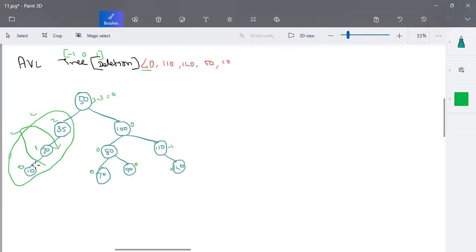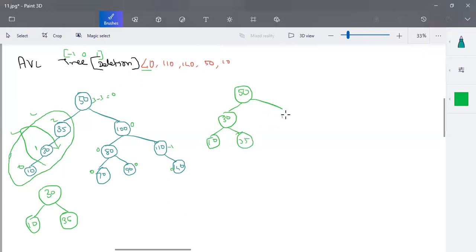How do we perform an LL rotation? So this has to be performed. 30 and 10 will remain as it is, and we'll be pulling down this 35 over this side. Okay, so the updated tree structure will look like this: 50, 30, 10, 35, and over the side we have everything: 100, 80, 70, 90, 110 and 140. Okay, so after deleting 40, this is the structure of the tree.